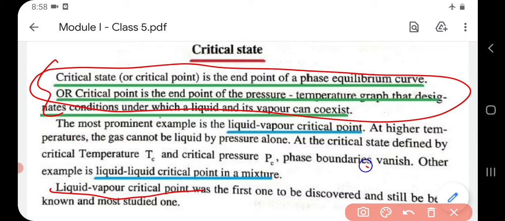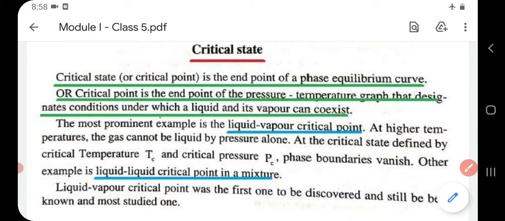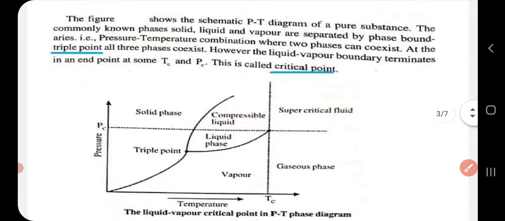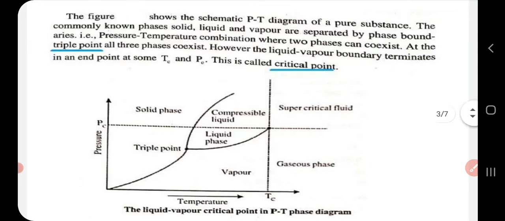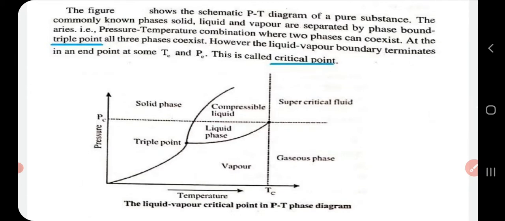Then this is the pressure temperature diagram of a pure substance. Now we know the three common phases of matter are, which are they? Solid, liquid, and vapor. Okay, in pressure temperature diagram, as the one shown here, they are separated by phase boundaries. That is pressure temperature combination where two phases can coexist.